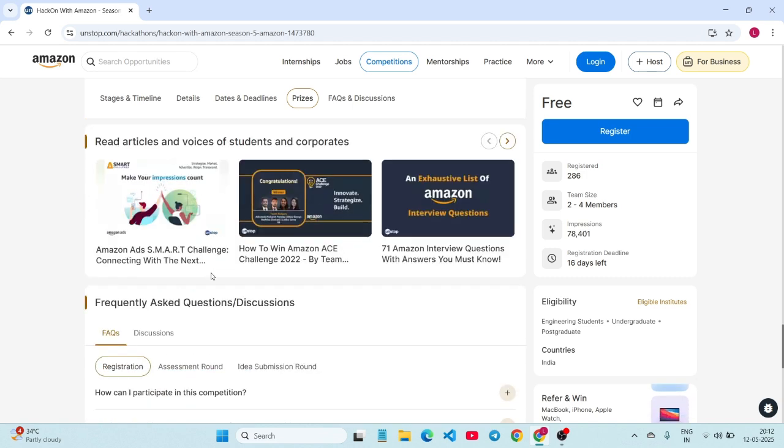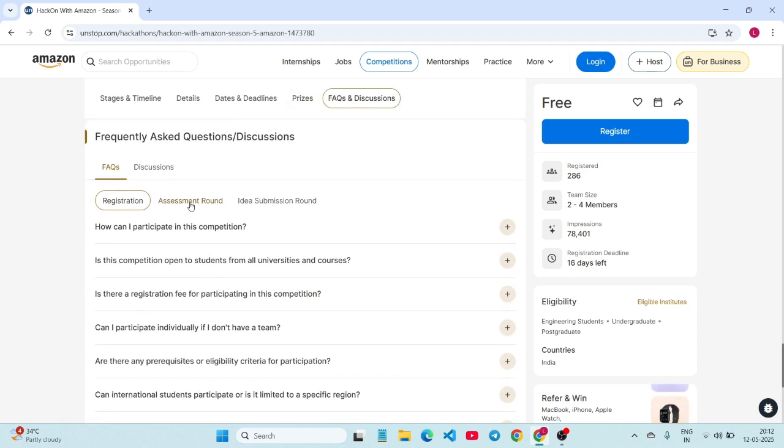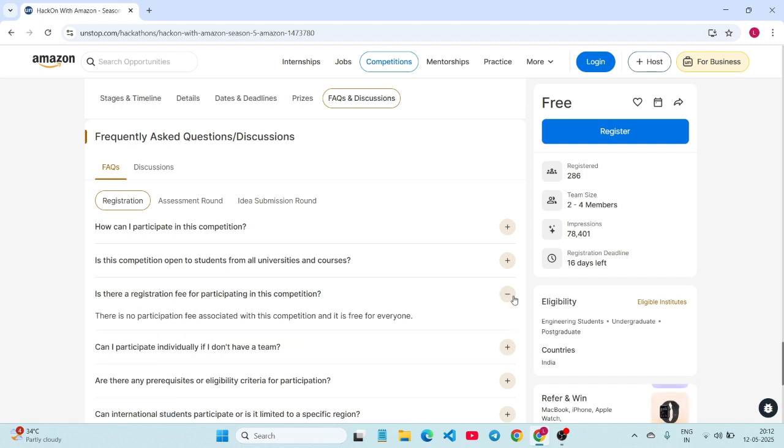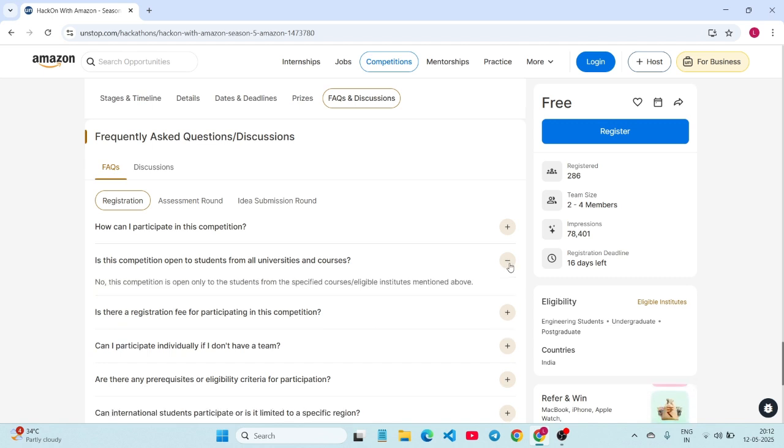If you have any doubts, let me know in the comment section. You can also see some FAQs which are related to this. You cannot participate individually. Your team must consist of 2 to 4 members. And there is no registration fee. Whoever are eligible, like whatever the institutes they have provided here, those candidates are only eligible for this hackathon.